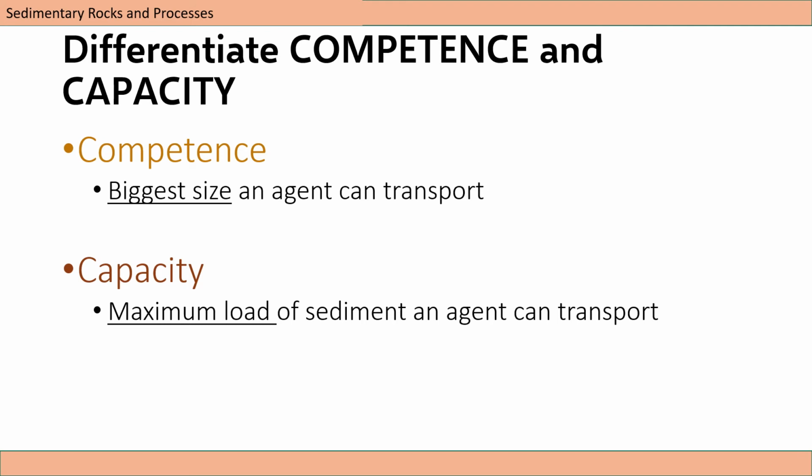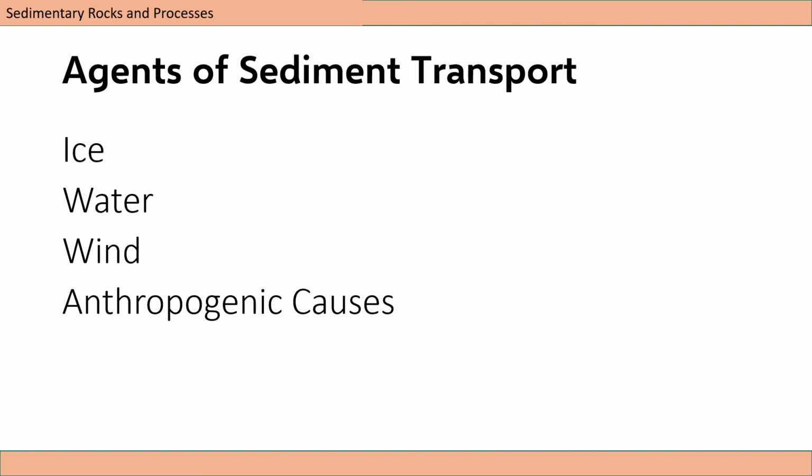Transporting agents have competence and capacity. Competence is the biggest size an agent can transport, while capacity is the maximum load of sediment an agent can transport. Okay, so similar to your agents of erosion, you have agents of sediment transport such as ice, water, and wind. And when we say anthropogenic causes, we mean human intervention.